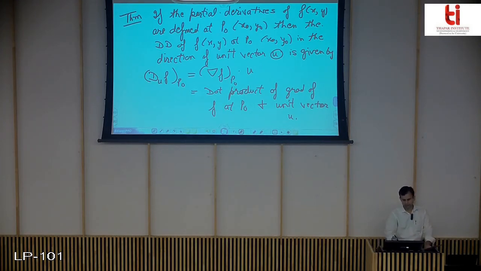So this is the formula that we are going to use for our mathematical calculations to find the directional derivative. That is the scalar product, or dot product, of the gradient of the function at the given point and the unit vector. So let us see how we can find the results using this formula.